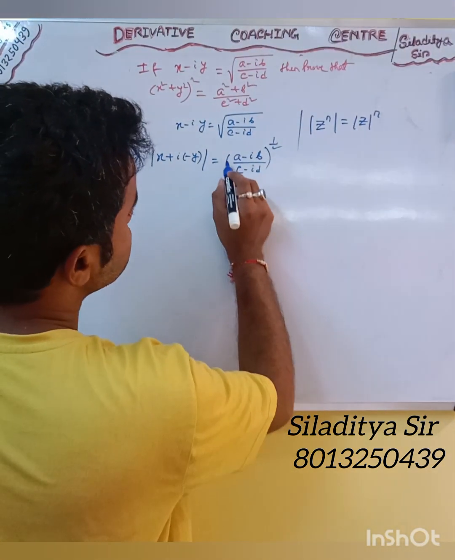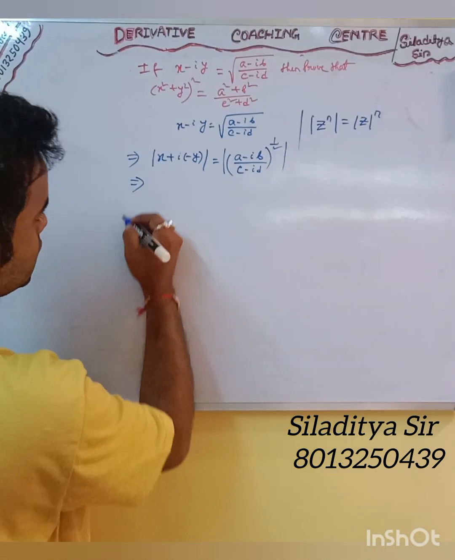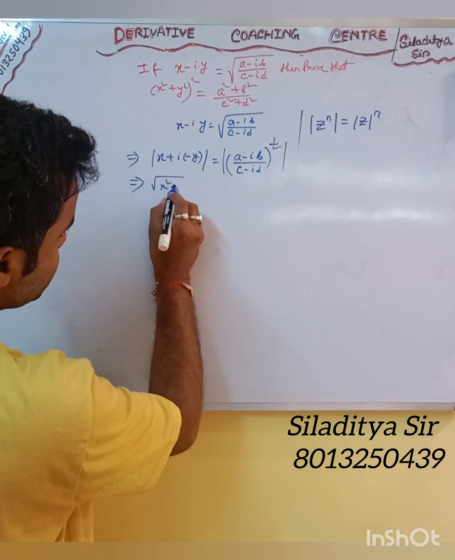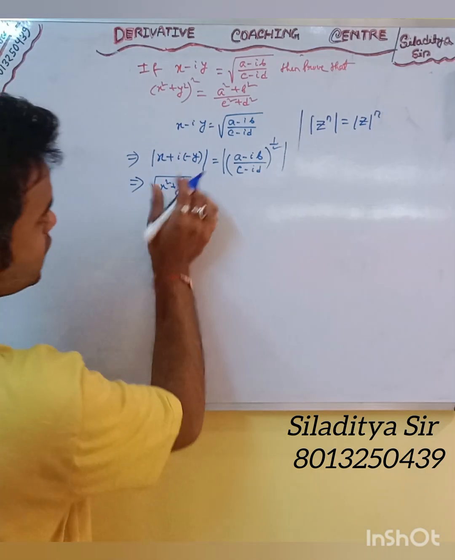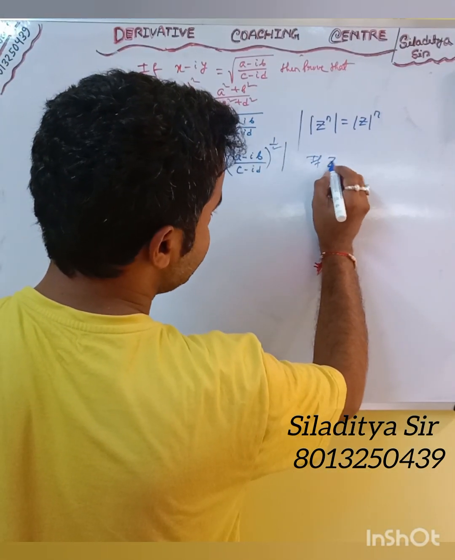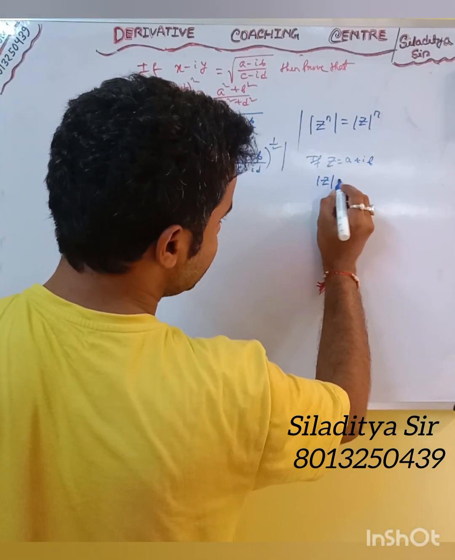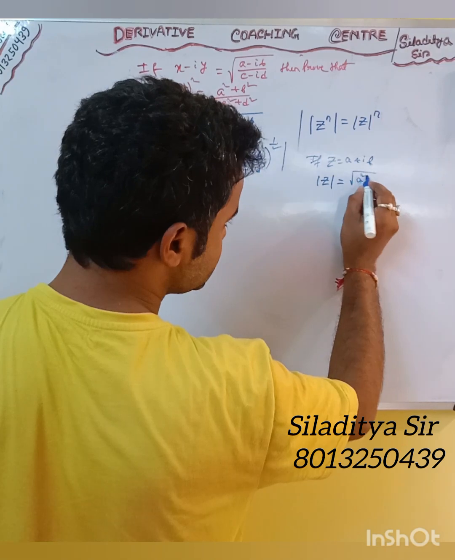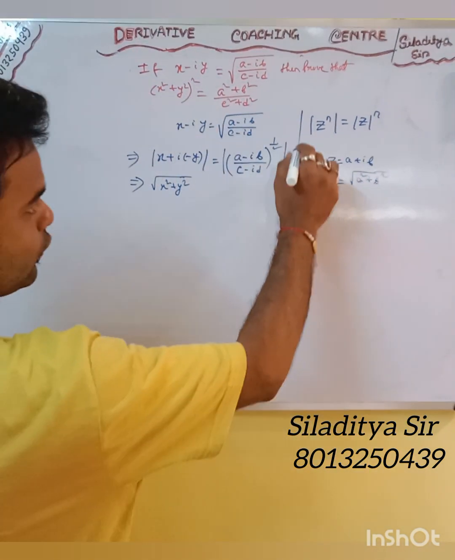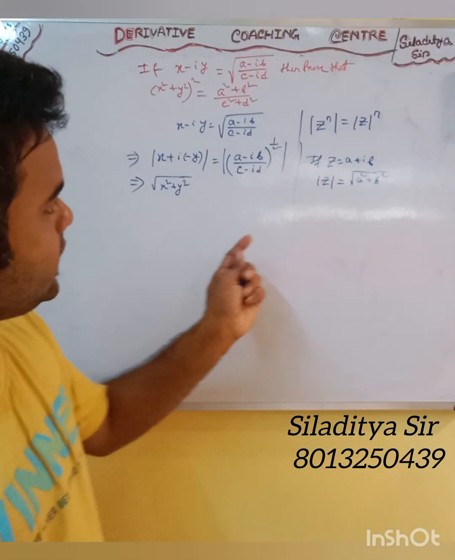And the mod of this one, what is the meaning of this portion? That is root over x square plus y square, because we know that if z equals a plus ib, then mod of z equals root over a square plus b square. That is the modulus formula.